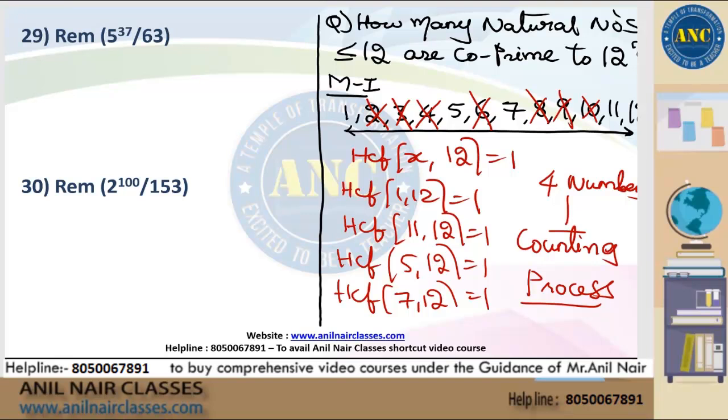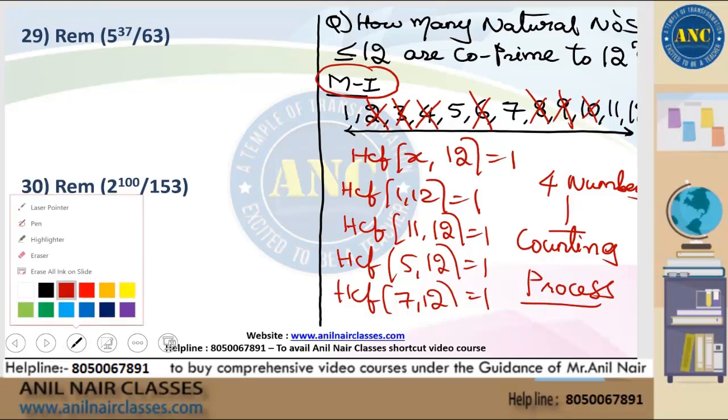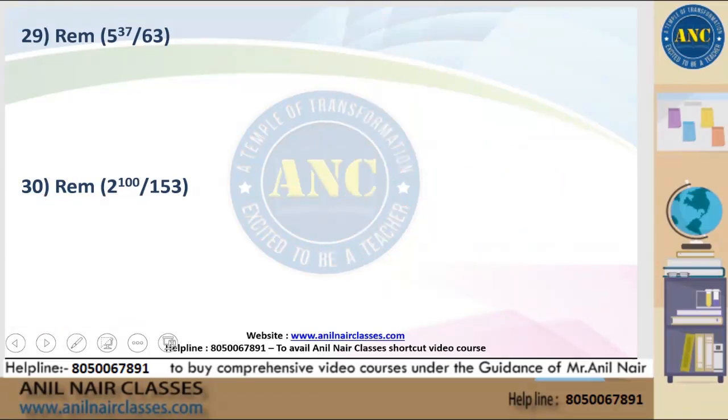Right? So instead of using this, now we will use a totient function. Now see here. Method 1 is a traditional method which is nothing but a counting process. Now we will not use a counting process. Method 2: how to use a totient directly.